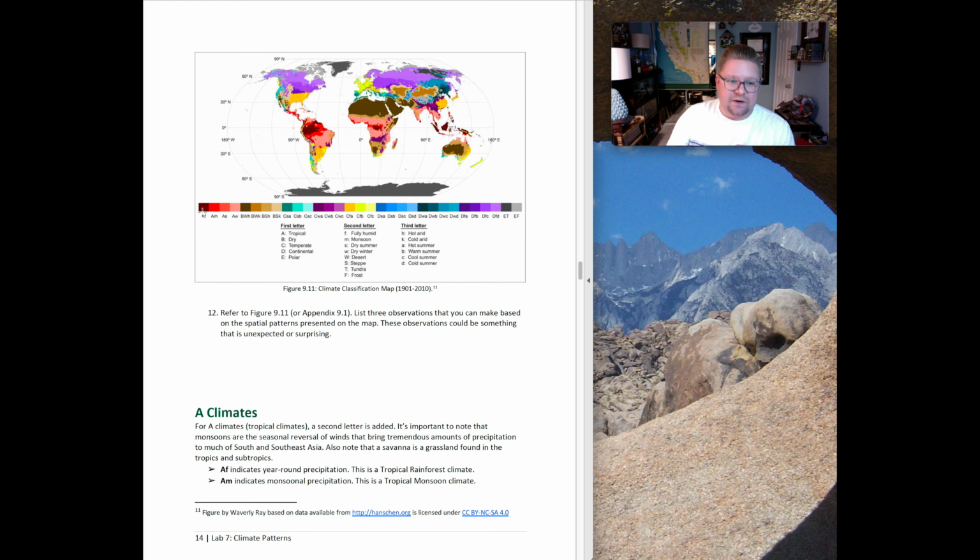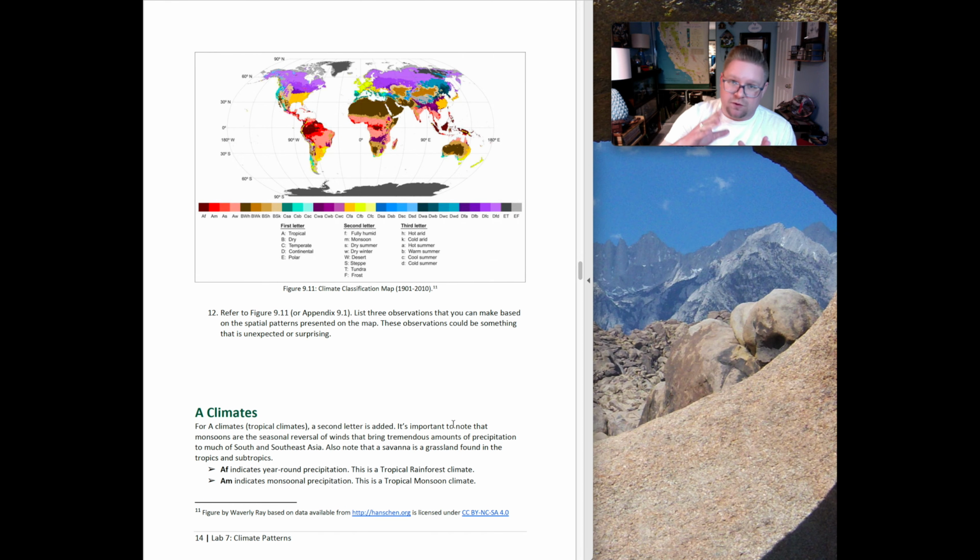We have one that's now a capital A, lowercase f. Well, what does that mean? That means it's a tropical area that is fully humid. As an example, we have an area that's Cfa. That means it's temperate, fully humid, and it's also going to have a hot summer. So there's a pattern we follow. Question 12 says, refer to figure 9.11. List 3 observations that you now make based on the spatial patterns presented in this map.